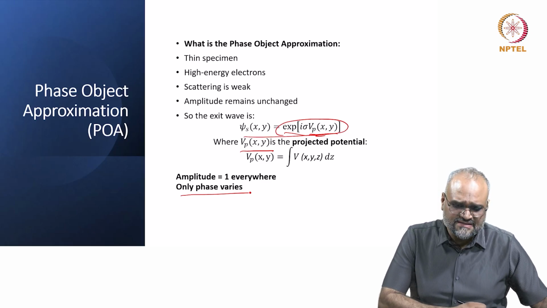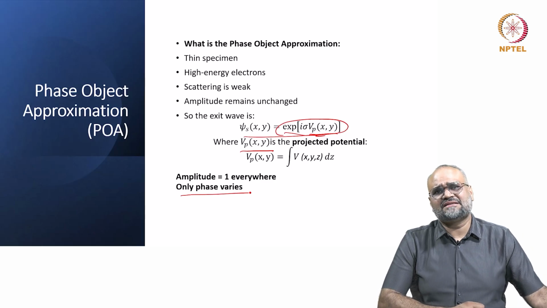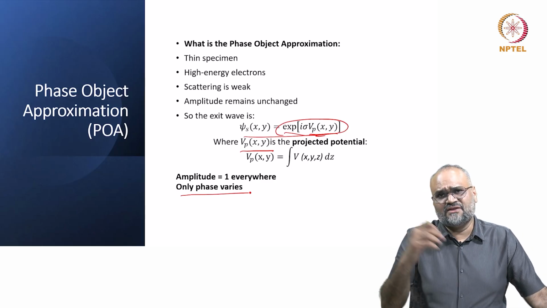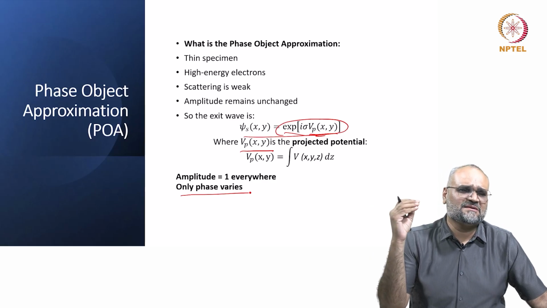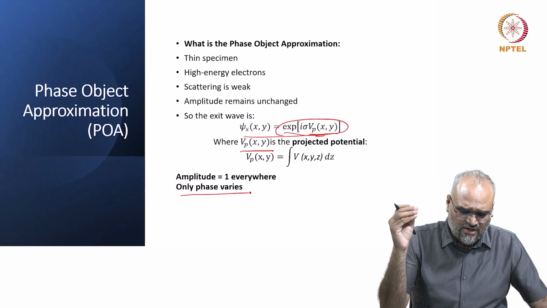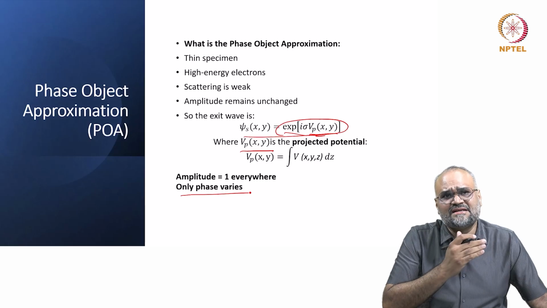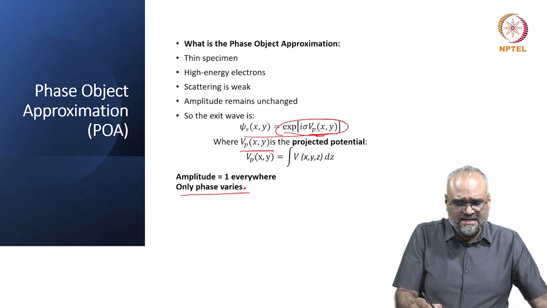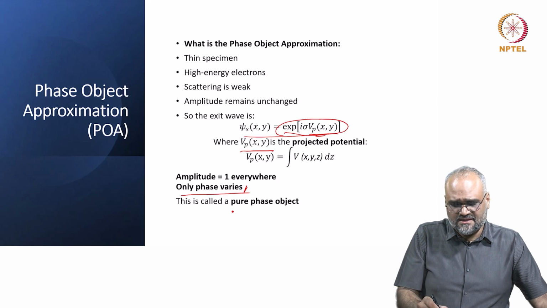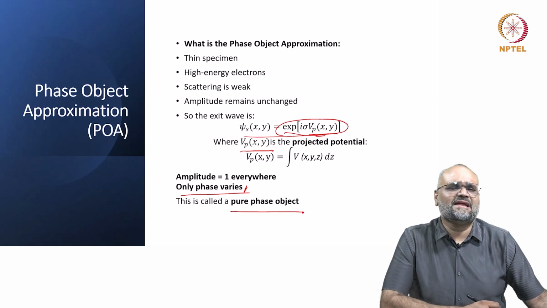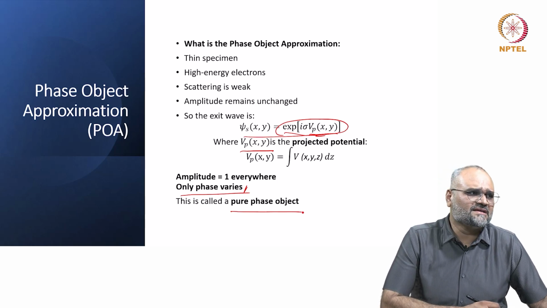This is a hypothesis which is built to understand the fundamentals of the phase contrast mechanism in transmission electron microscopy, where you have the phase object approximation, and the variation in intensity is coming only as a consequence of the variation in the phase. This is called a pure phase object. In reality, this is not actually the case.